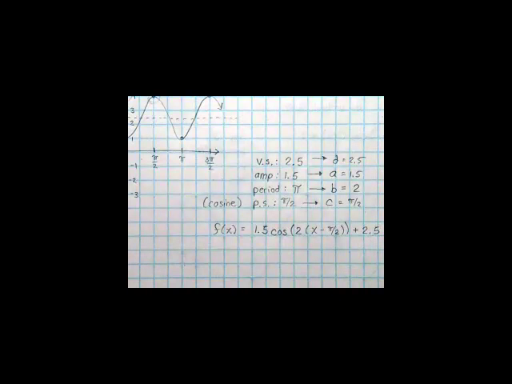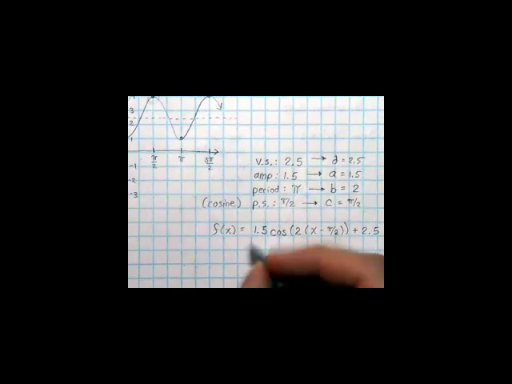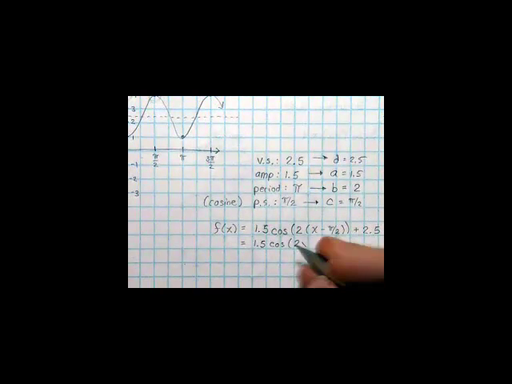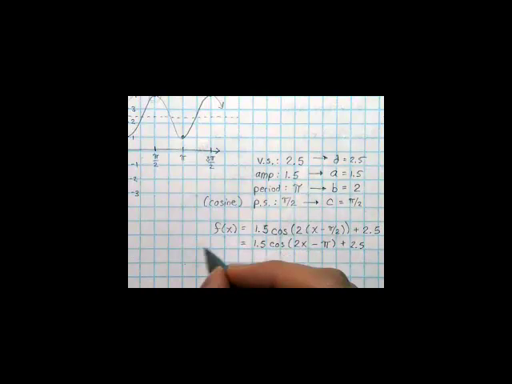So something like that, then. And sometimes, like when you look up answers in the back of the book, they're going to do this, just so you are aware of that. They're going to go 2x minus pi. And what did they do? They just distributed the 2. Yeah, same thing though. Okay.